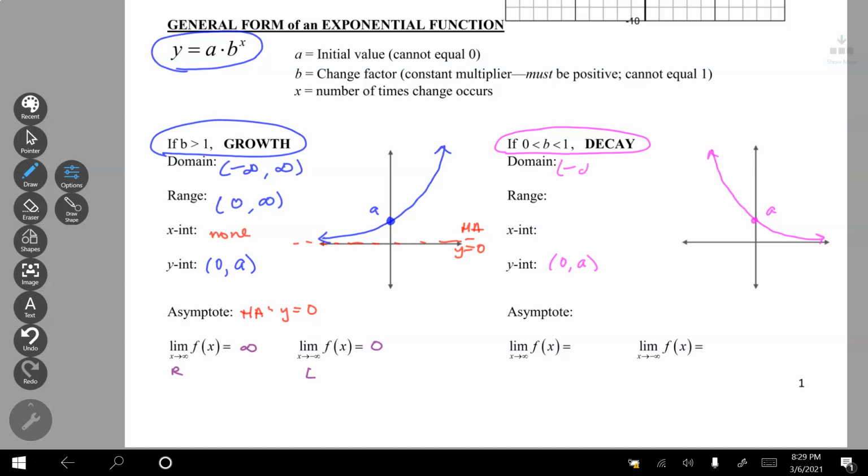My domain is still all real numbers. My range is still 0 to infinity. I still have an HA of y equals 0. Still no x-intercept. And my limit, well, now the right side levels off to 0 and the left side goes up to infinity. So that's basically what every graph that we're going to draw today is going to look like. This kind of curvature, either exponential growth or decay.